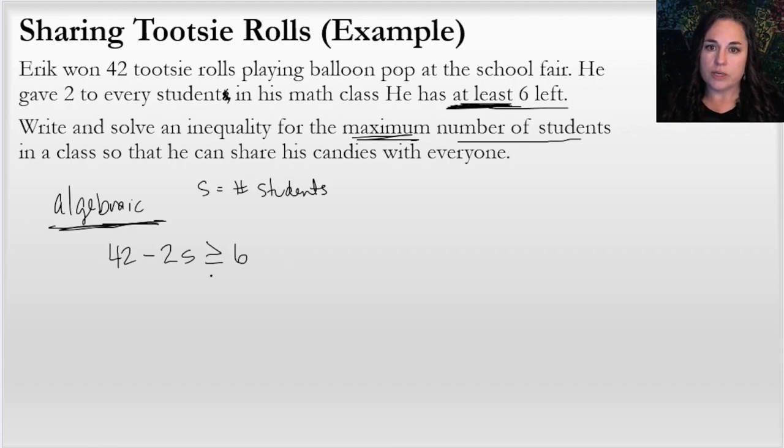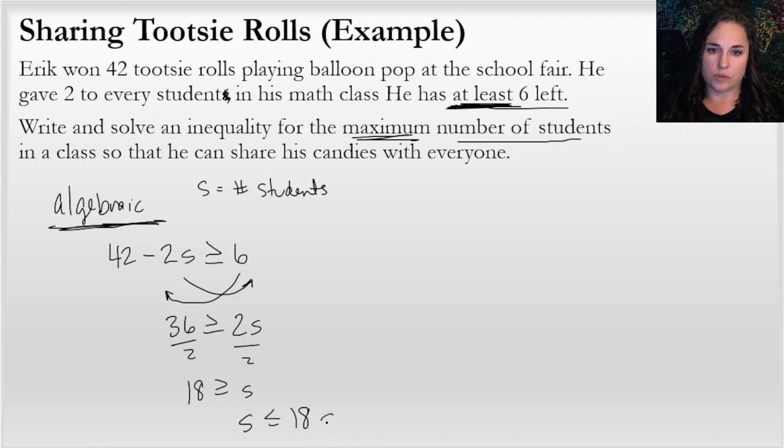And so this gives me my algebraic inequality. Now I can solve for s. I'm going to move this over to this side and that over to this side. So 42 minus 6 is 36, which is greater than or equal to 2s. I'm going to divide by 2 on both sides. 18 is greater than or equal to s. So s, the number of students, has to be less than or equal to 18 students.